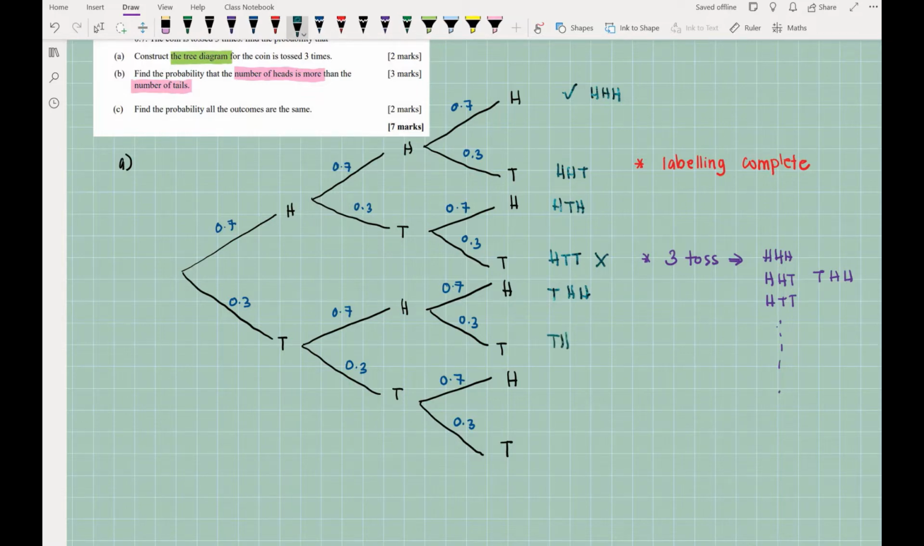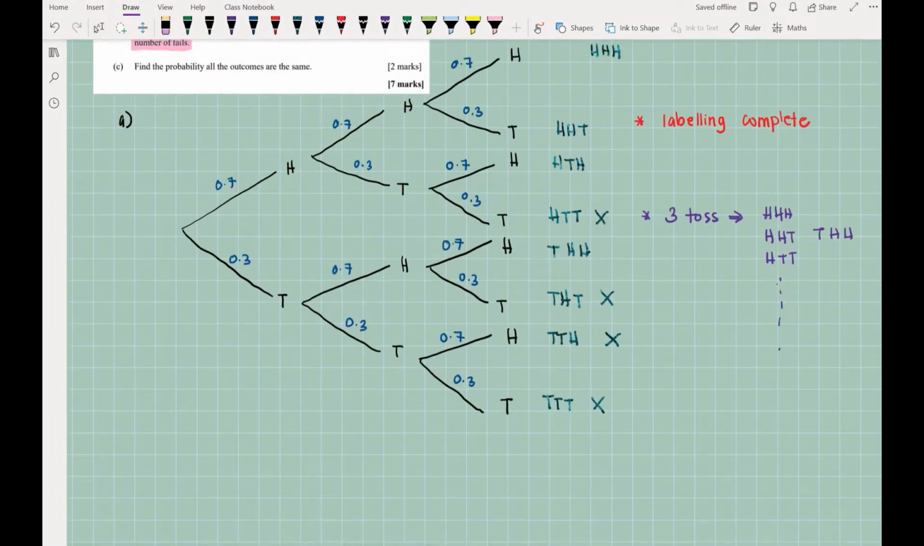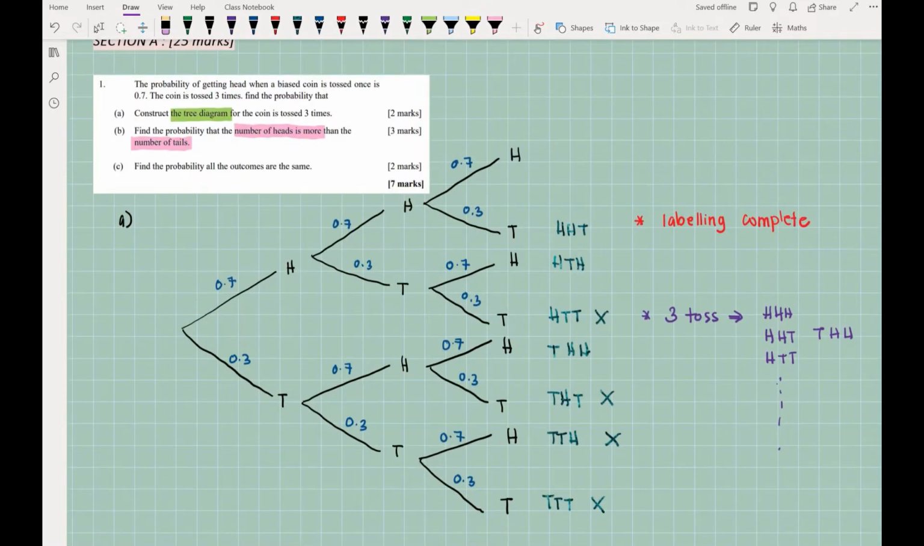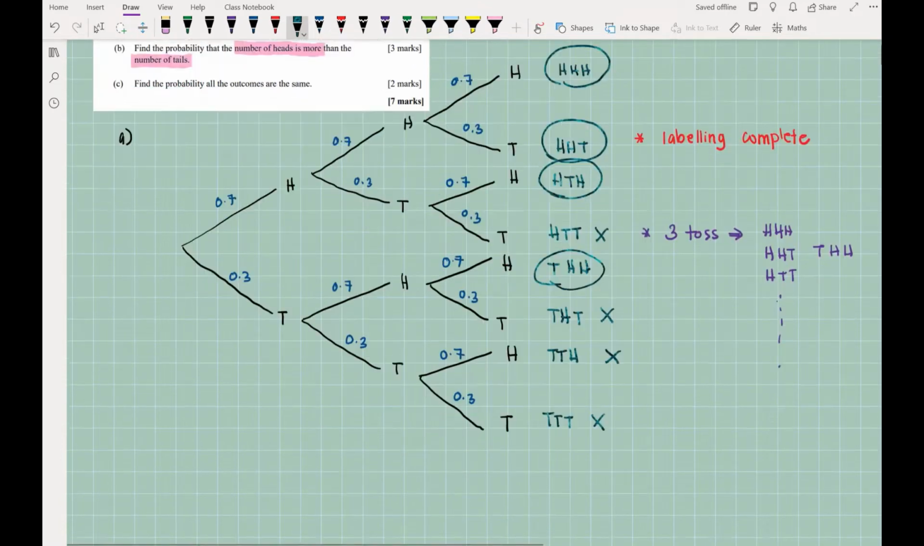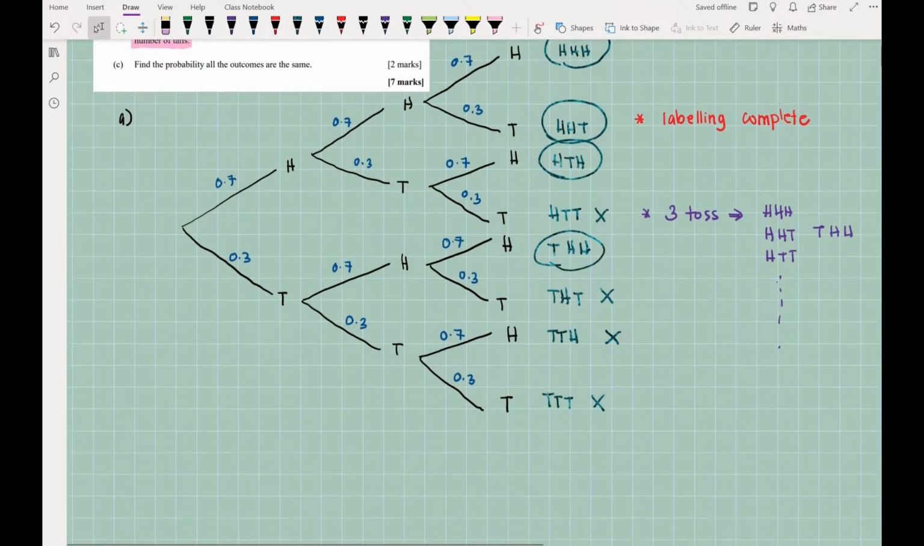Seterusnya I have tail, head, tail. This is not counted. And then tail, tail, head. This is not counted. And then I have tail, tail, tail. This is also rejected. So the only ones that I'm going to calculate the probability here adalah this one. Okay, I'm going to circle that. 1, 2, 3, 4. 4 sahaja benda daripada 8 possible outcome kat situ.